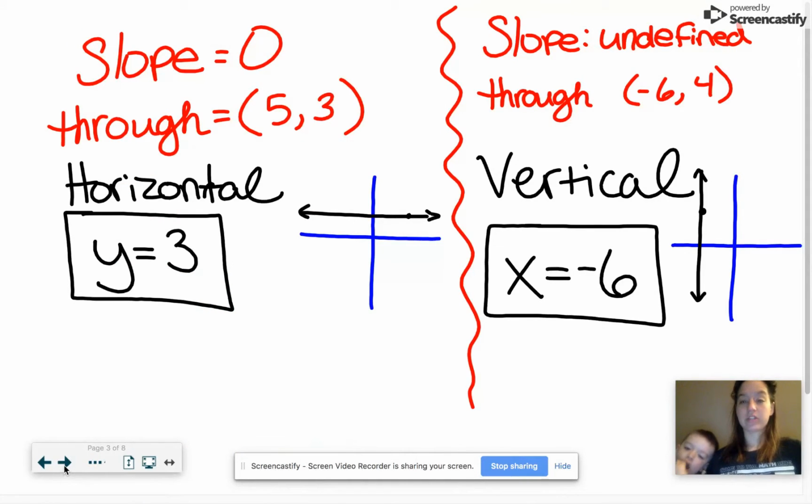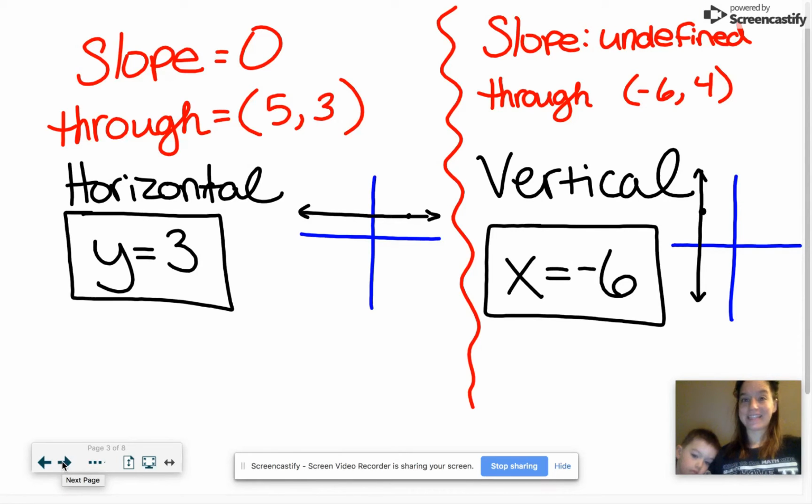Oh, we also talked about our specials. Remember, our specials, the horizontal line and the vertical line, don't necessarily have the slope-intercept form. Instead, the equation for a horizontal line will say y equals, and the equation for a vertical line will say x equals.